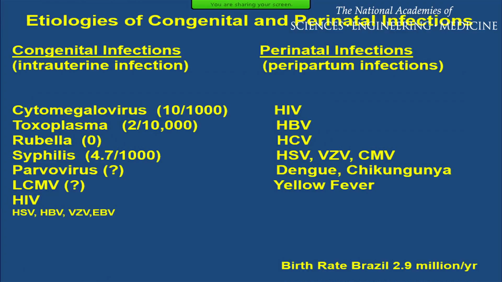So these are rates of congenital infections in Brazil, drawn from studies that have been published and studies that we've carried out in Brazil. And as you can see, cytomegalovirus is relatively common, and that rate is somewhere between 6 and 10 per thousand live births, which in Brazil calculates to about 20 to 30,000 babies a year born with this congenital virus infection.